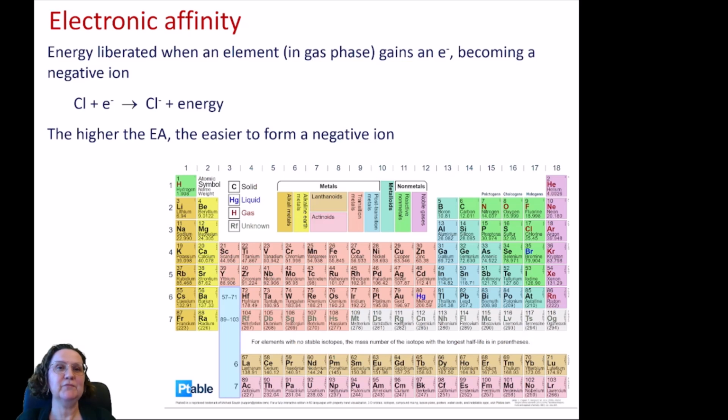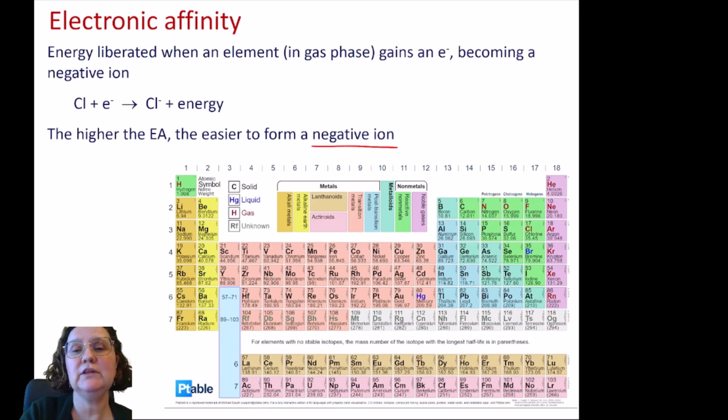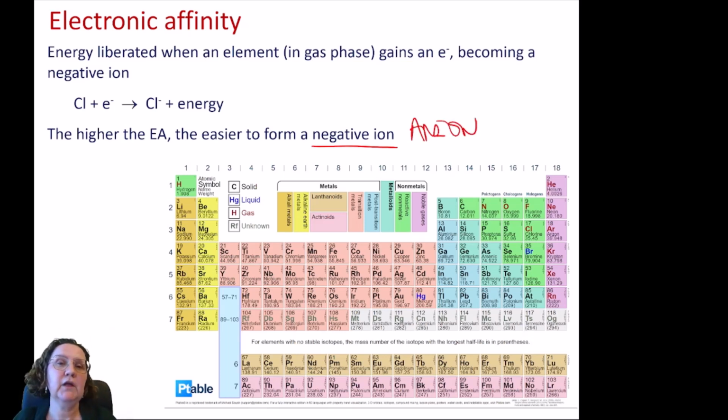Electron affinity is another property that tells us how easy it is for an atom to form an ion, in this case a negative ion, and we call these anions. So electron affinity is defined as the energy liberated when an element in the gas phase gains an electron and becomes a negative ion, an anion.